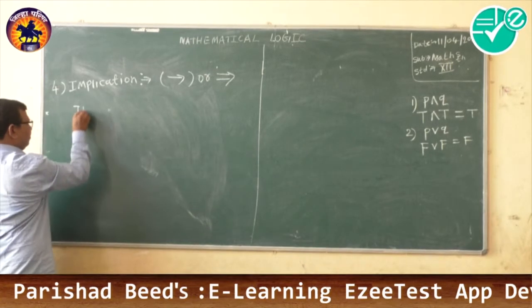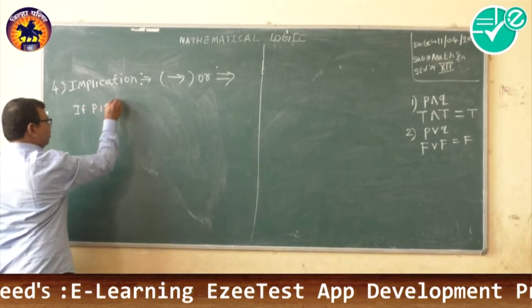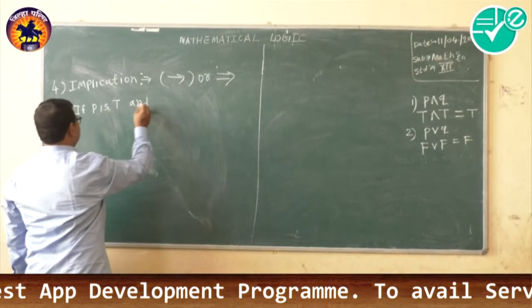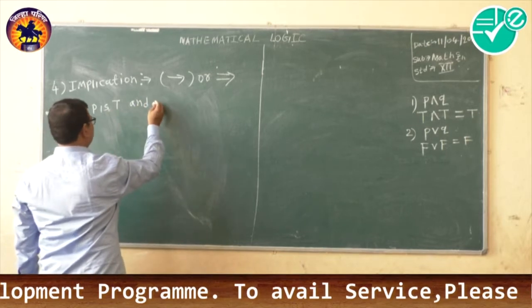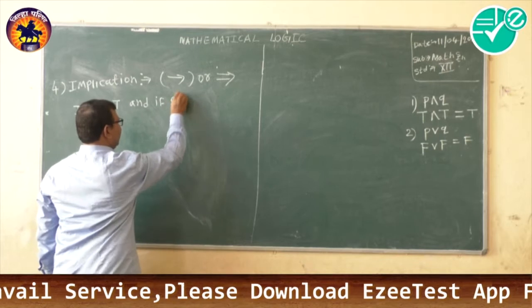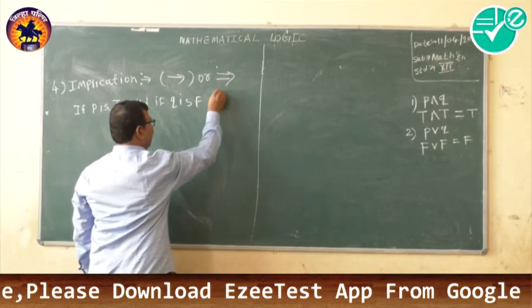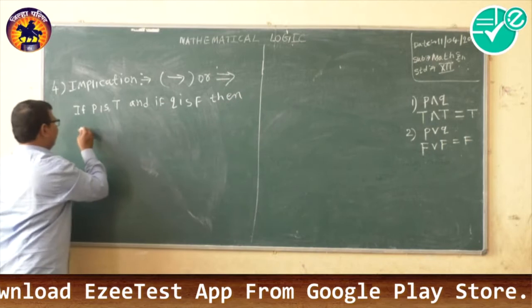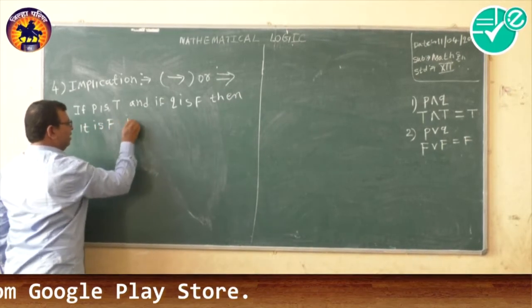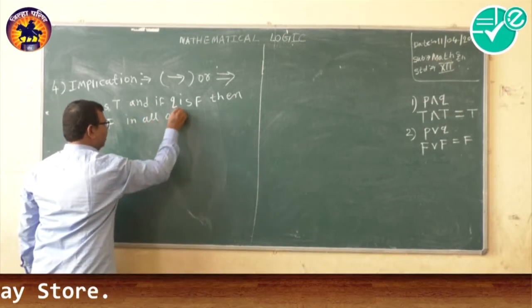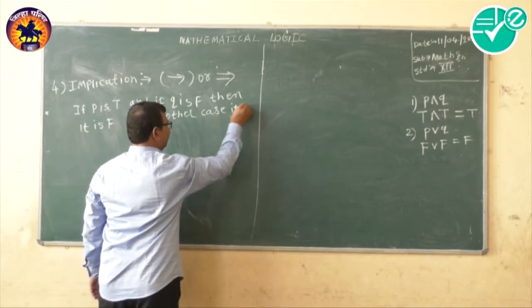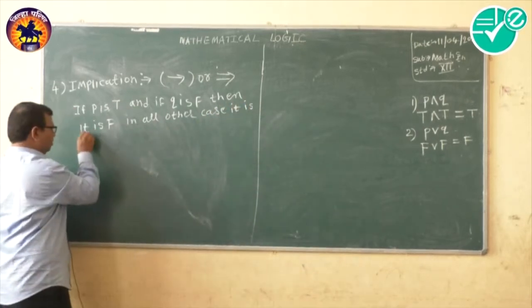If P is true and if Q is false, then it is false. In all other cases, it is true.